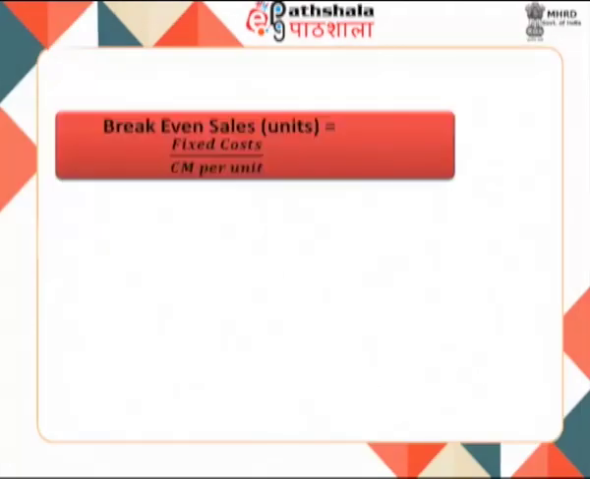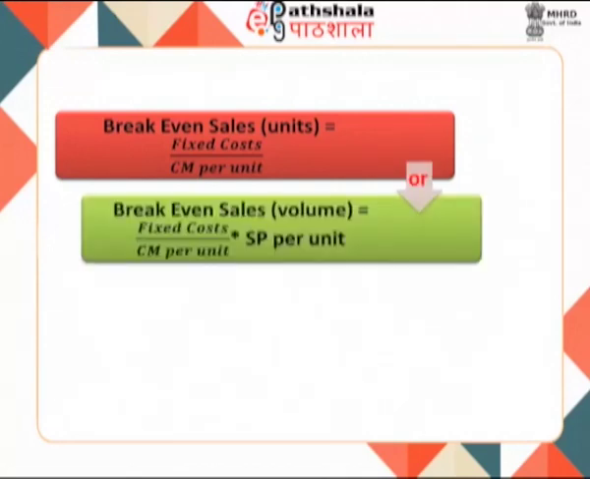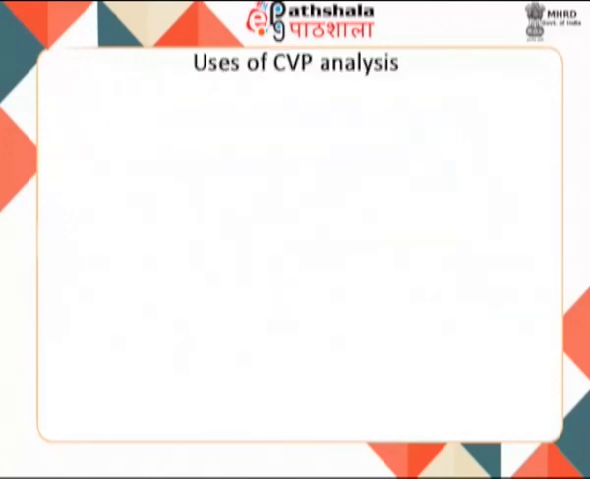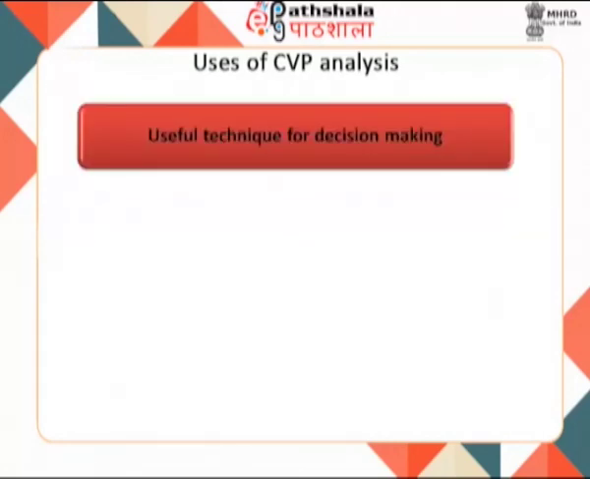Symbolically, break-even sales in units is equal to fixed cost divided by contribution margin per unit, or break-even sales in volume is equal to fixed cost divided by contribution margin per unit, whole multiplied by selling price per unit, or break-even sales in volume is equal to fixed cost divided by PV ratio. CVP analysis is a very useful technique for business decision making.